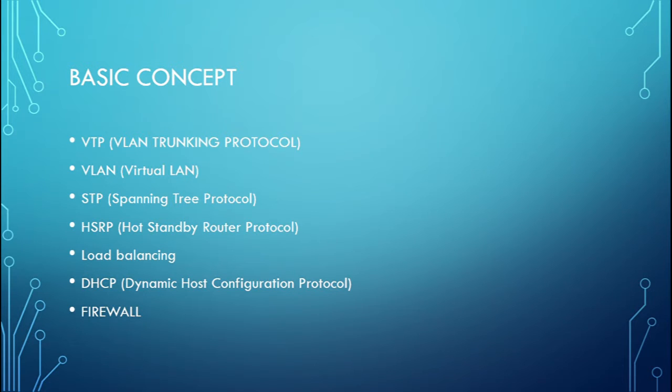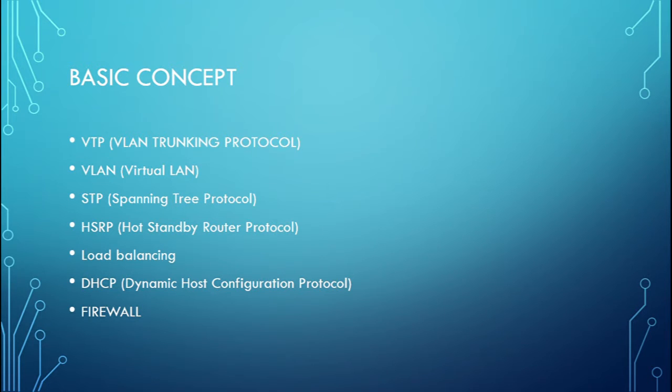VLAN. Here we have created a virtual network that divides the network into different parts. We don't need to buy different switches to create a different LAN. We are going to create virtual LANs in a single switch so that we can easily differentiate the departments. That is why we are using a VLAN over here.